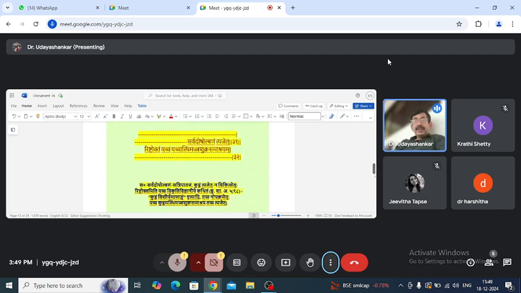Sarva dosholbanam tyajet. Now comes the prognostic part. When you find that all the three doshas are increased, irrespective of one or two doshas, then it should be discarded from the treatments.